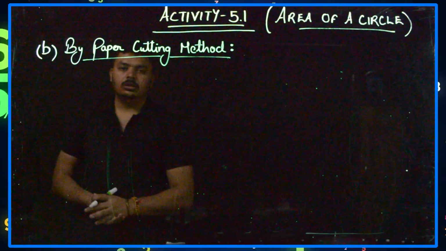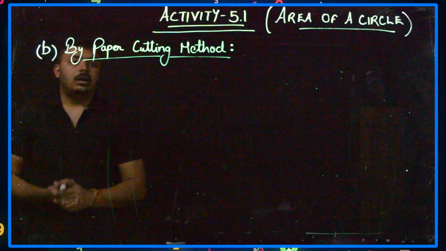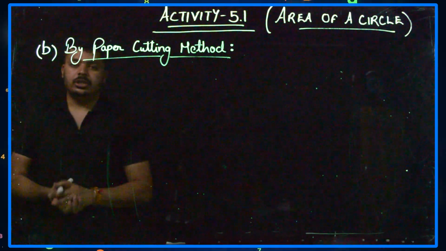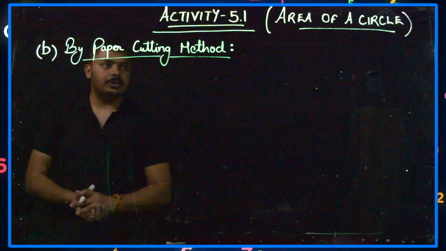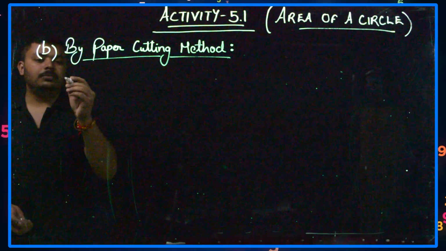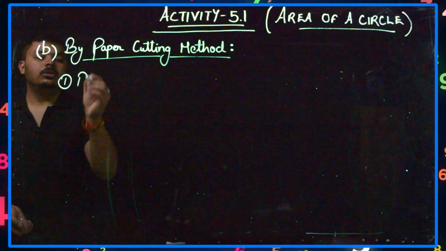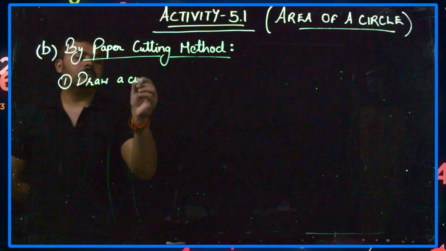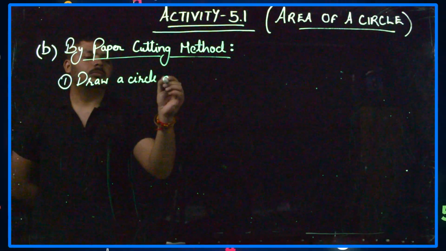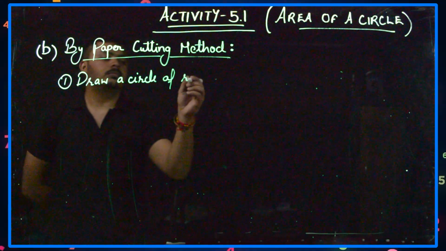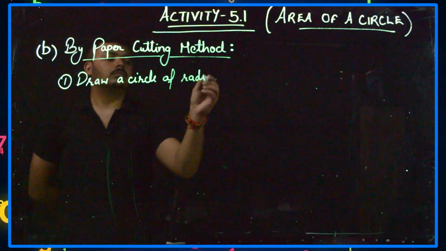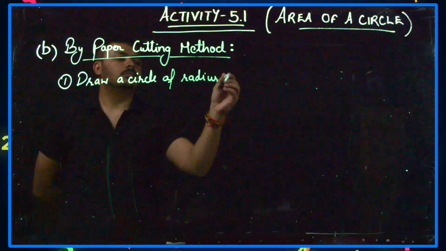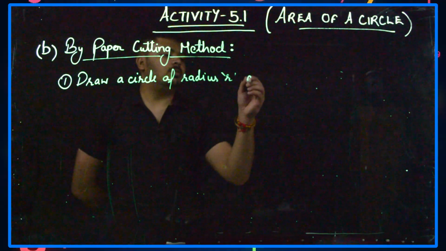So students, now let's see the procedure for this activity using our second method, that is the paper cutting method. So step 1, draw a circle of radius R on a sheet of paper.